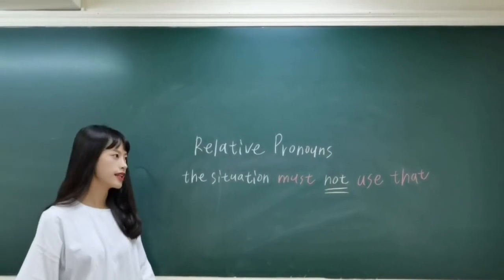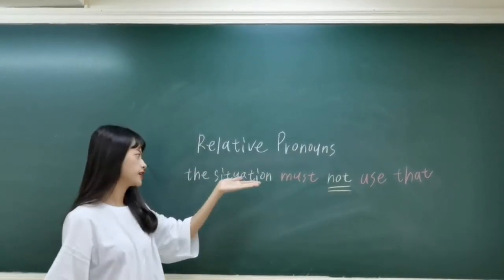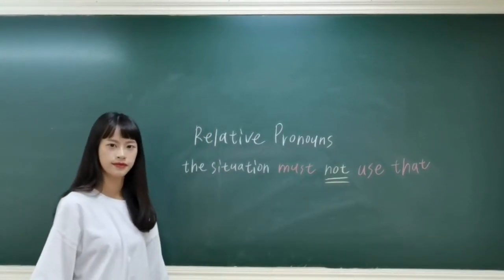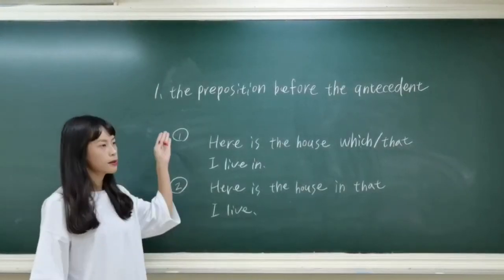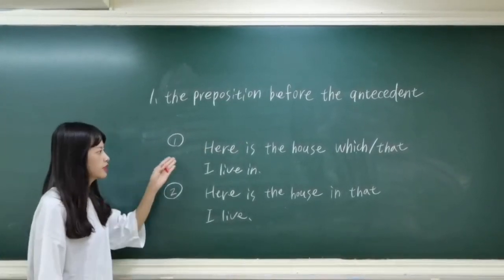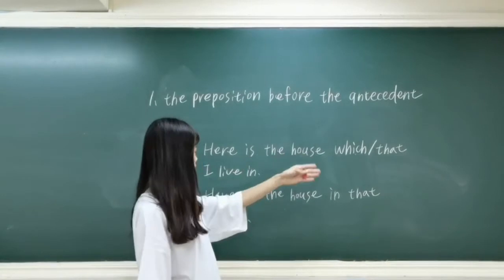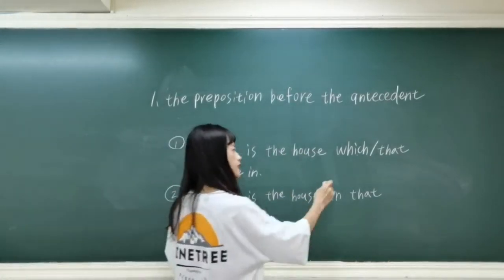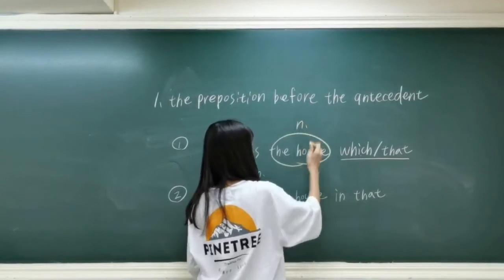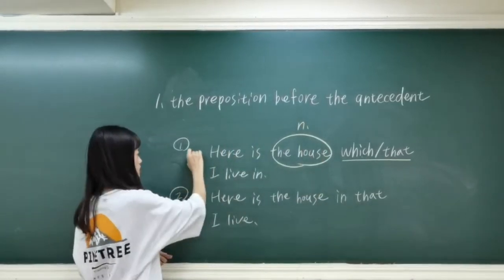Let's come to the next part. Relative pronouns, the situations where we must not use that. First one, the preposition before the antecedent. First example, here is the house which or that I live in. You can see before the relative pronoun, the house is a noun, so the sentence is correct.